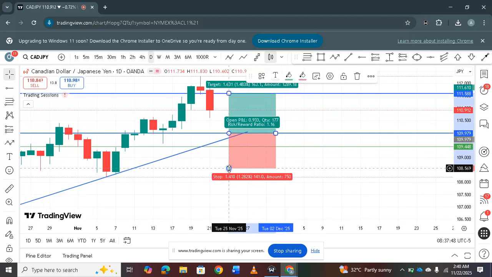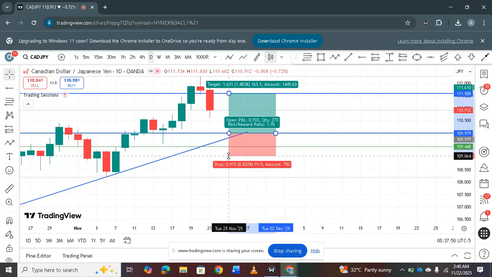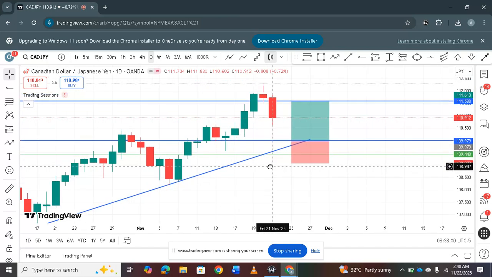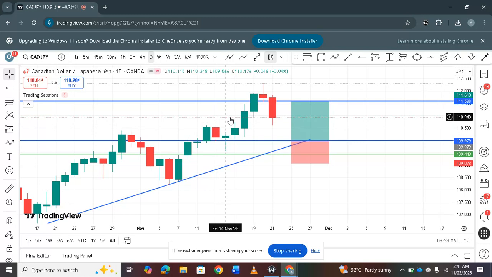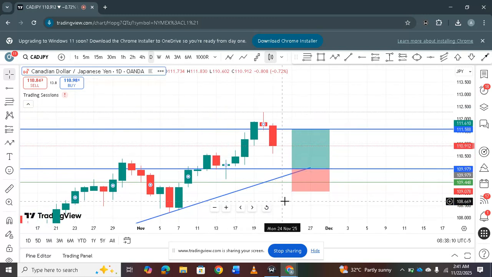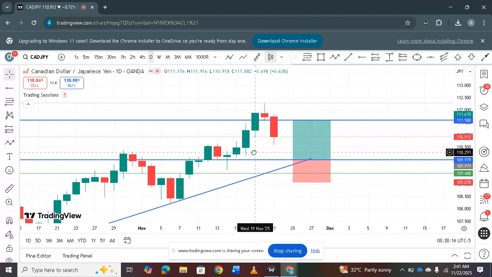Going into next week, I'll be watching this pair closely. I think there's something I just saw now that will prevent me from going into this trade. CADJPY, that's why most times you have to pay detailed attention. So firstly, we are going to see how price is going to react to this area of confluence.